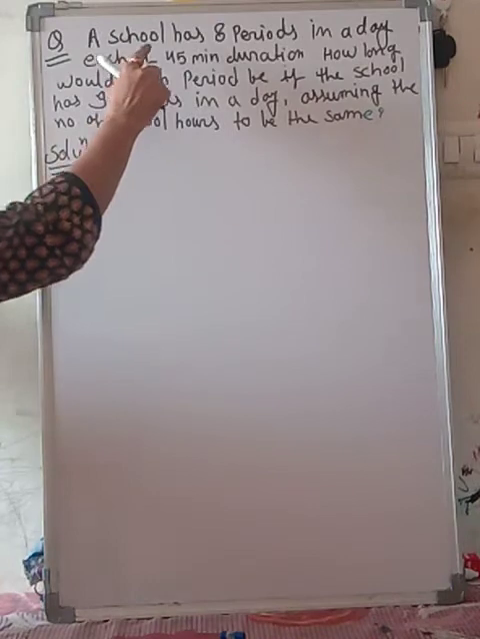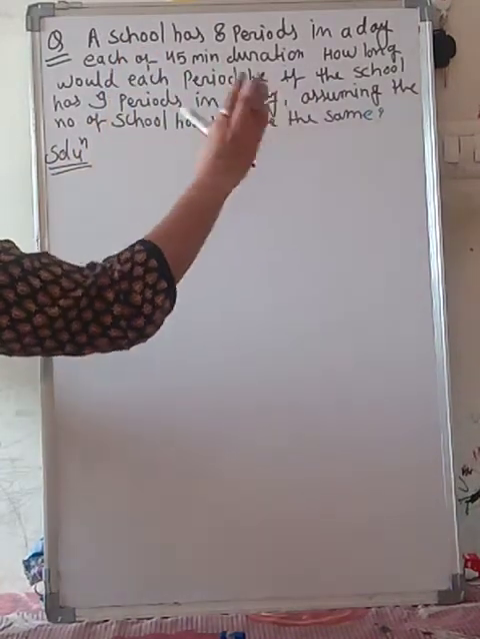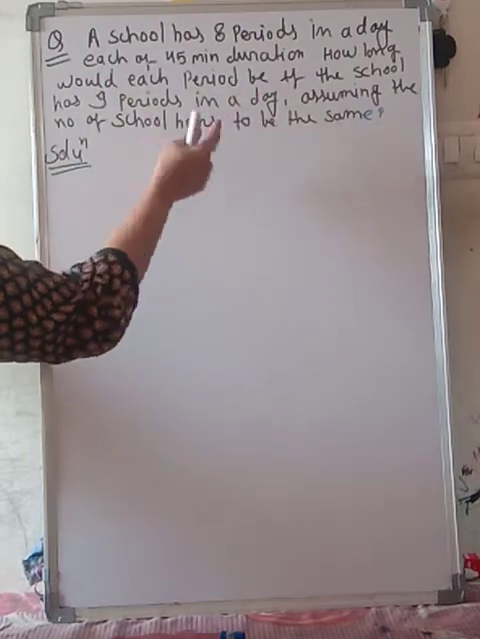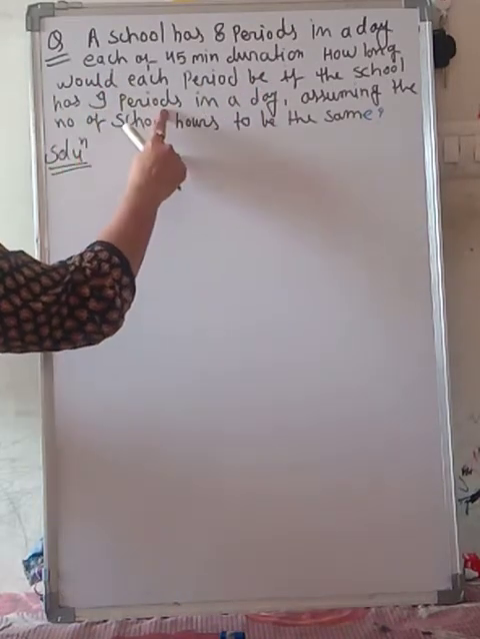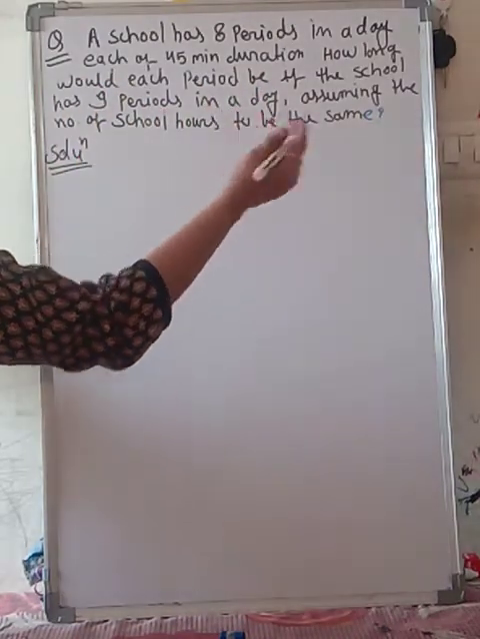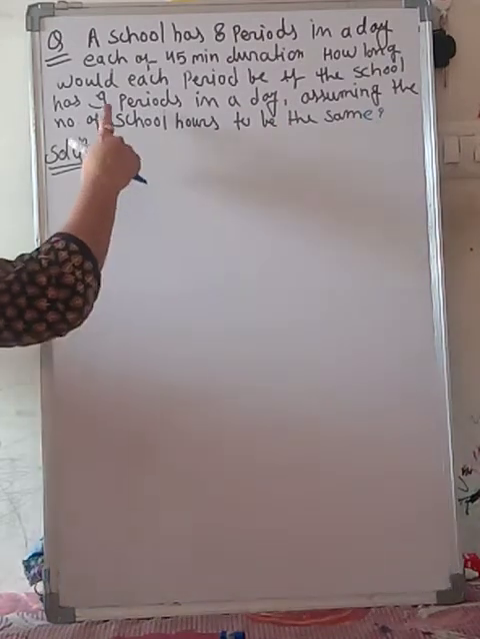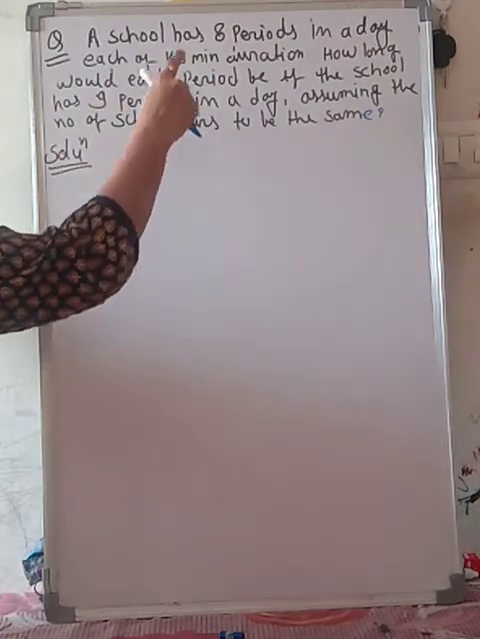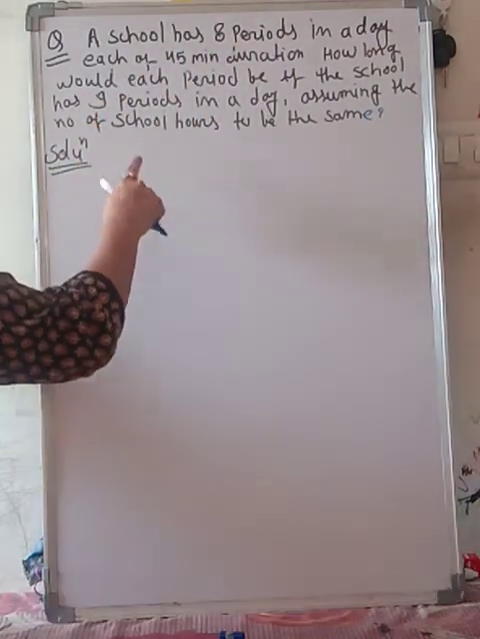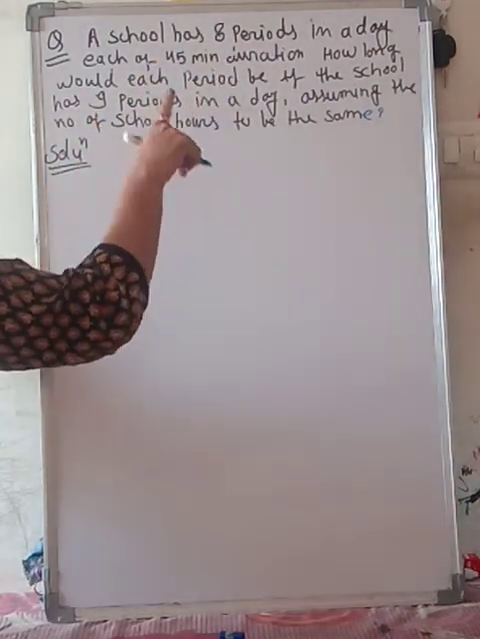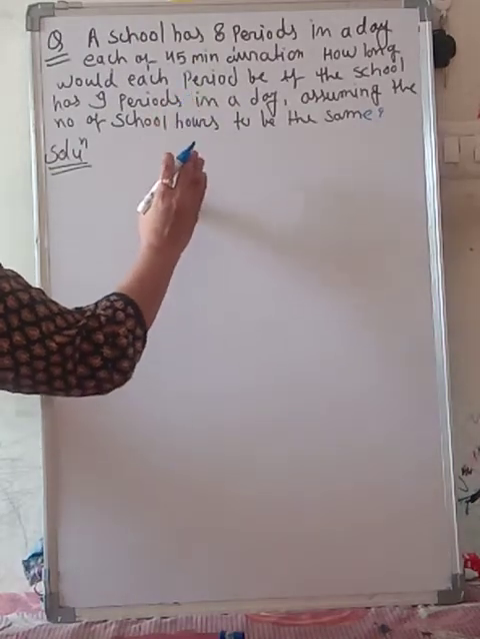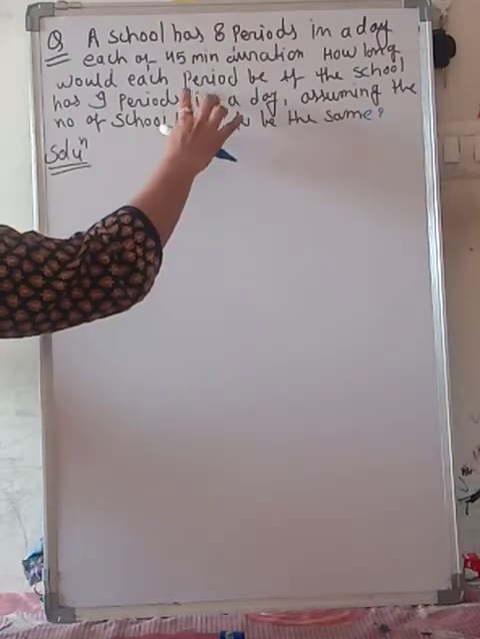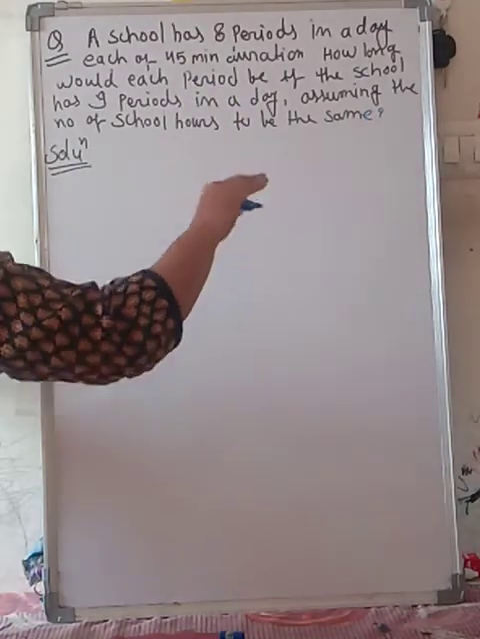So first, here we are given a school has 8 periods with a duration of 45 minutes, and now we are given 9 periods in a day. So what is the time duration? Now here, 8 periods go to 9 periods, so the number of periods is increased, so the time duration must decrease.